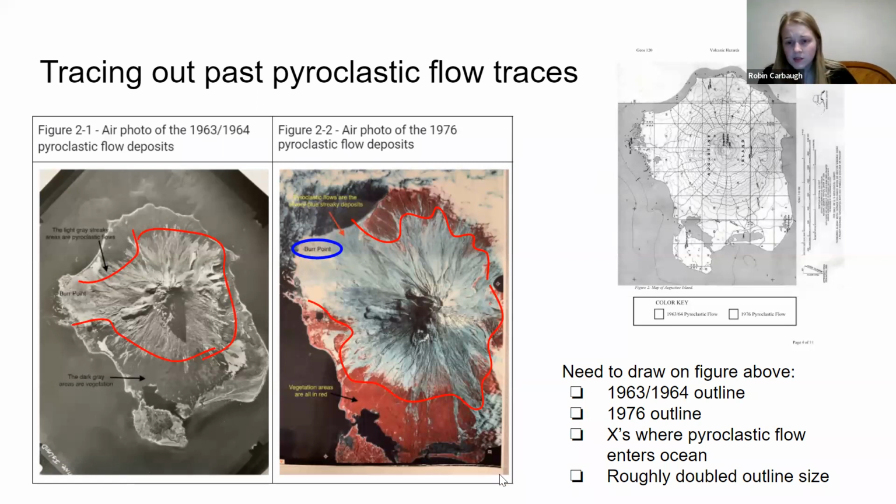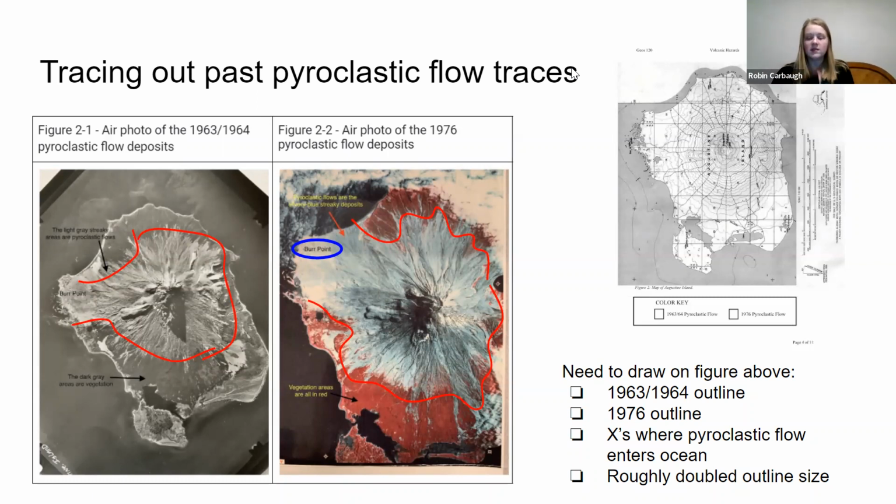Then we also want one that's roughly double the outline size. It's going to be out here somewhere, kind of off the page a little bit, and that's all right. So it's saying, for an even more dangerous eruption, what should we be preparing for?